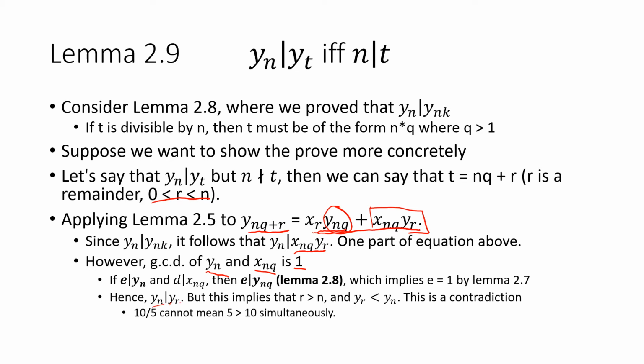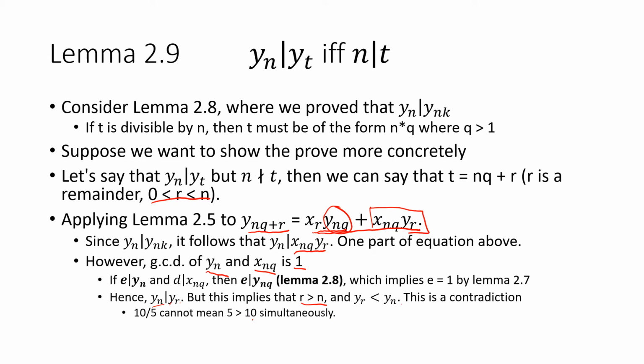But this implies that r is greater than n, since y of r is divisible by y of n. And yet r is less than n. Well, this has to be a contradiction, because if we think about it, 10 divided by 5 cannot simultaneously mean that 5 is greater than 10. One has to be greater than the other one to be divisible by it.